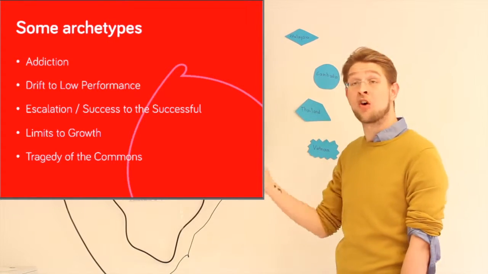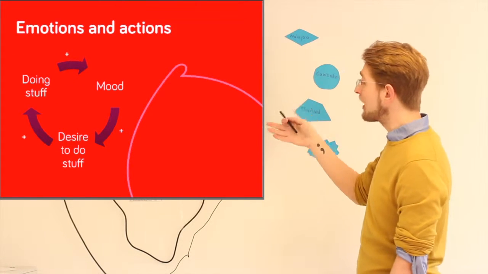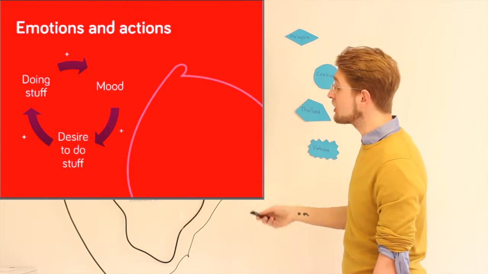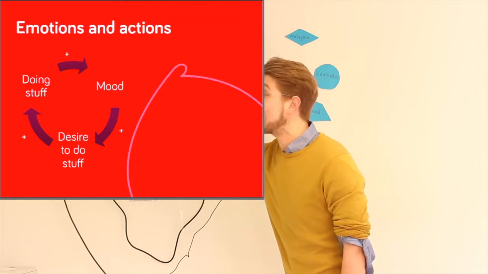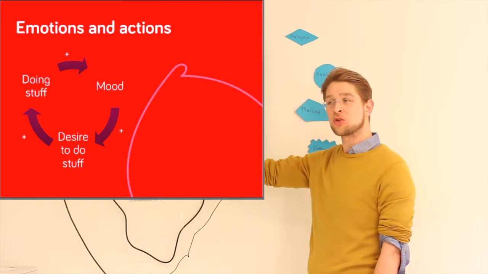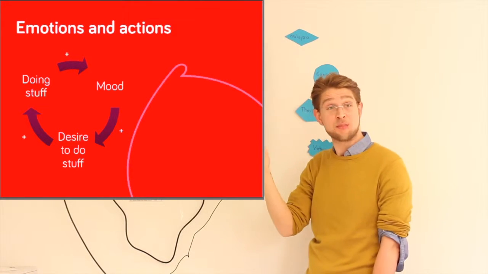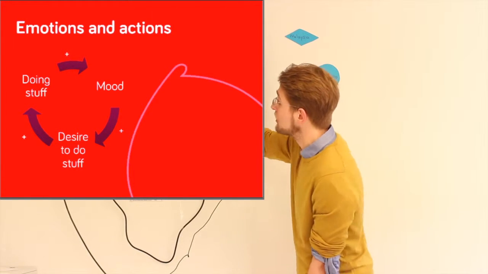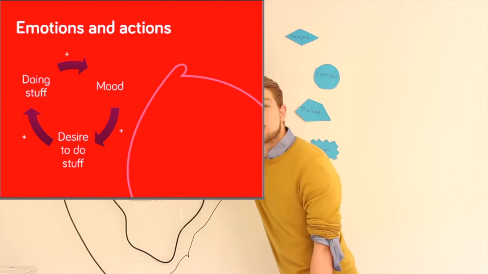So here are some other examples of causal loops. This is quite an interesting one. This is the one that CBT is built on as a therapy, which says that your mood affects your desire to do stuff, your desire to do stuff affects you actually doing stuff, and your doing stuff affects your mood. It's really interesting, because the way CBT works as a therapy for depression is understanding that you can actually influence this system. If your mood is low and you don't want to do stuff, by doing stuff you will lift your mood.